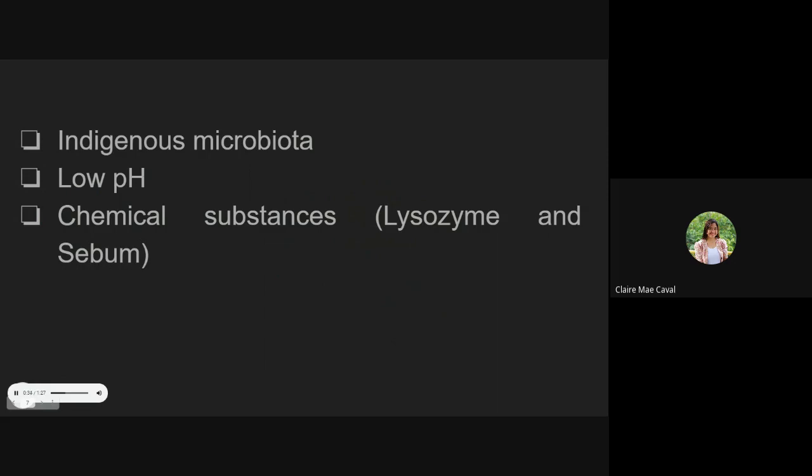Okay, then next is low pH. When you say low pH, that means weakly acidic. This is to fight against pathogenic bacteria as well as to maintain an optimal acid environment in order for our normal flora in our skin to survive. Lastly, these chemical substances, the lysozyme and the sebum.